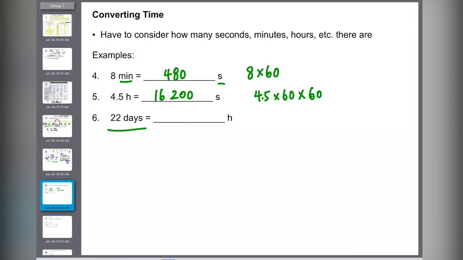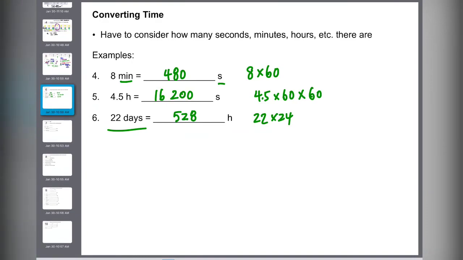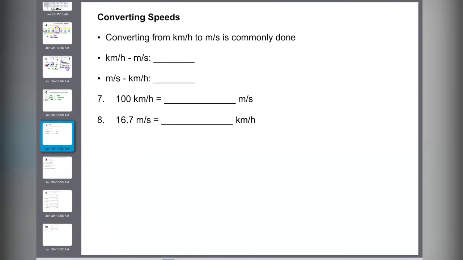All right, days into hours. I have 22 days. How many hours are there in each day? There are 24 hours in each day. So I multiply them together. 22 times 24 is 528 hours. Good so far? All right.